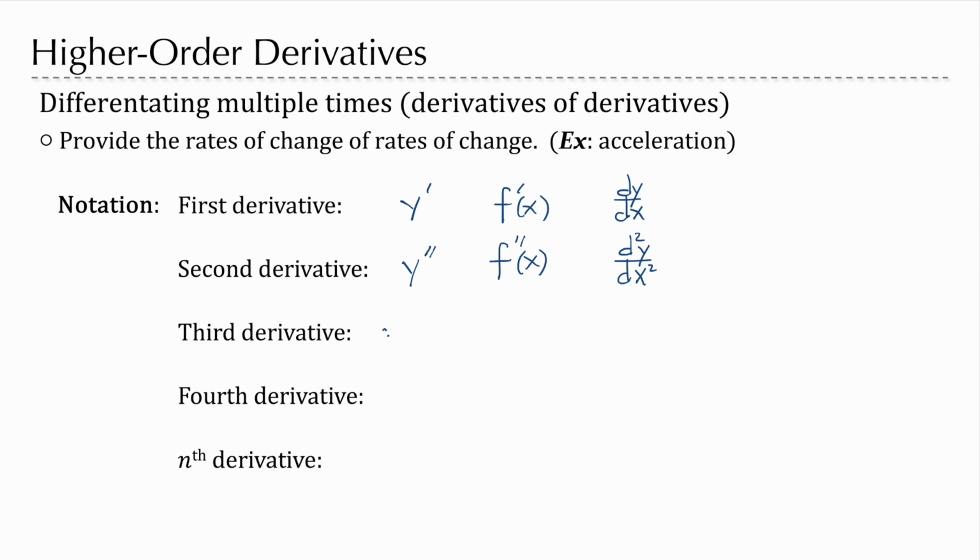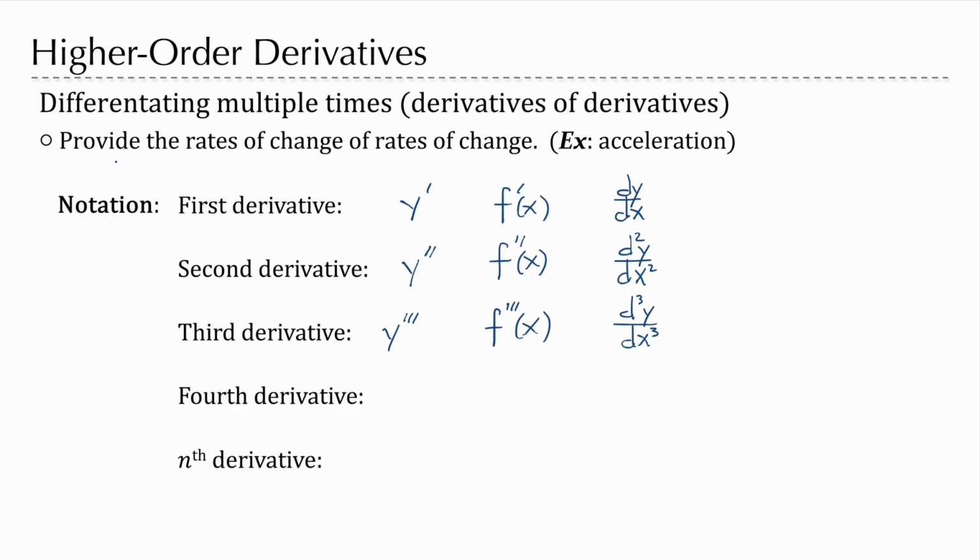Now in the third derivative, we again add another prime. So this is y triple prime or f triple prime when we get all those up there. Here we just increase the number. So this is now d to the 3 over dx to the third. And again, that's communicating the third derivative.